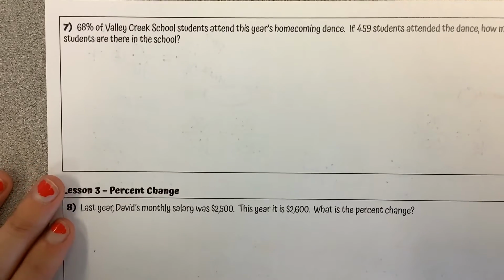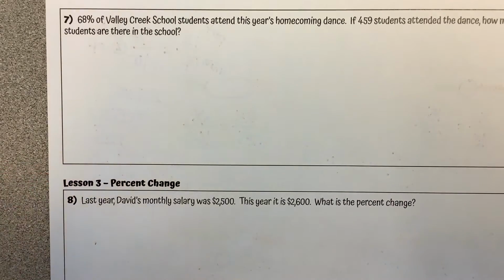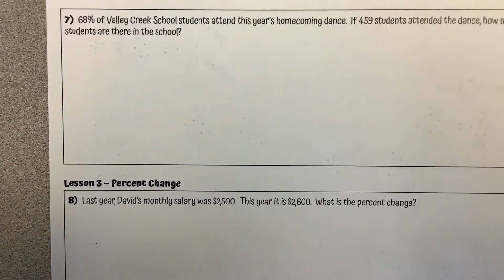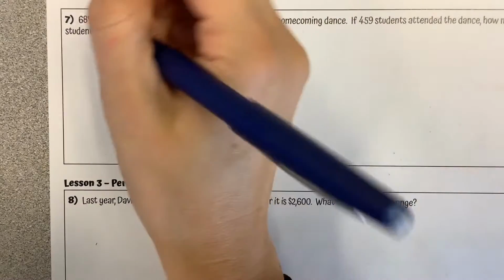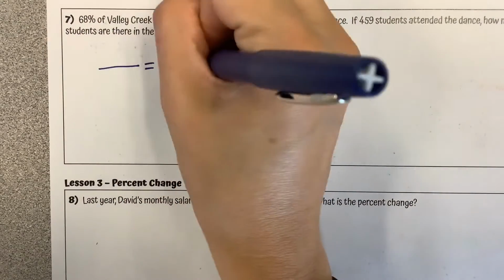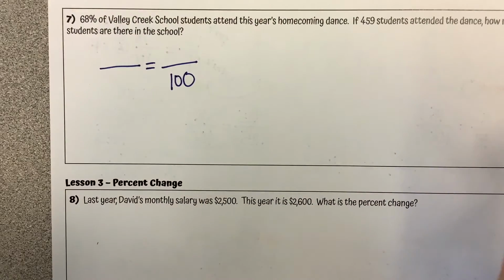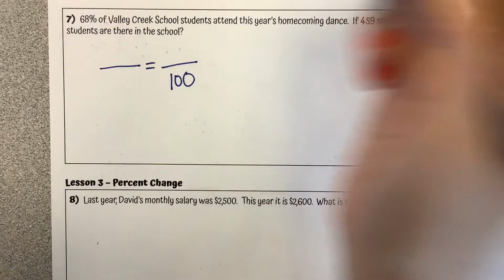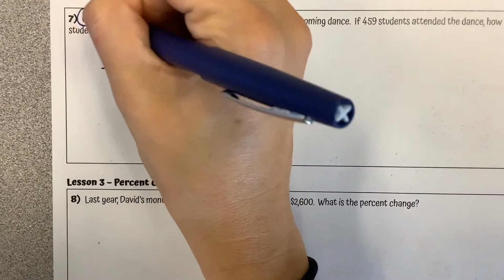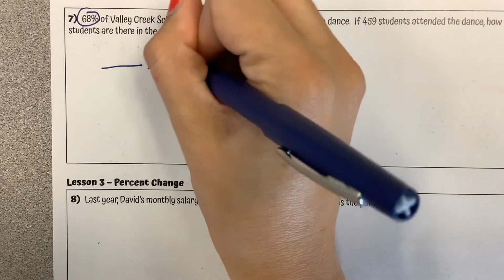One more from that second lesson, and then we'll move on to percent change. So 68% of Valley Creek students attend this year's homecoming dance. If 459 students attended the dance, how many students are there in the school? Setting up my blank proportion out of 100. Looking for the percent, I see my percent sign up here. I'm plugging that in right away.